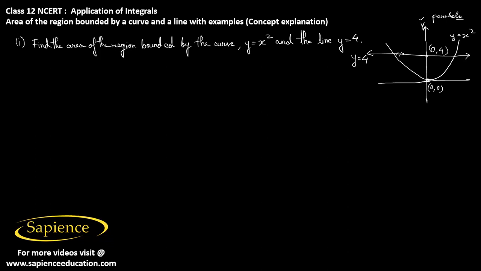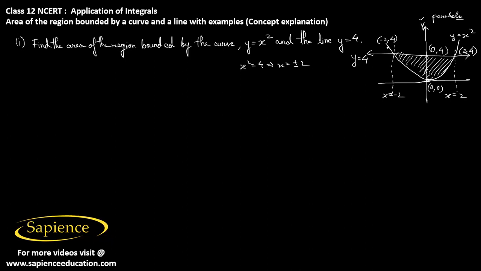Okay, so now we need to find the area of this region, which is bounded by this straight line and this curve, which is the parabola. Here we need to find the points at which the parabola will intersect the straight line y equals 4. If we put y equals 4 here, then we will get x square equal to 4, then x will be equal to plus minus 2. So it will intersect at (-2, 4), where this straight line is x equal to minus 2, and this straight line is x equal to 2. It means it will intersect at (2, 4) also.